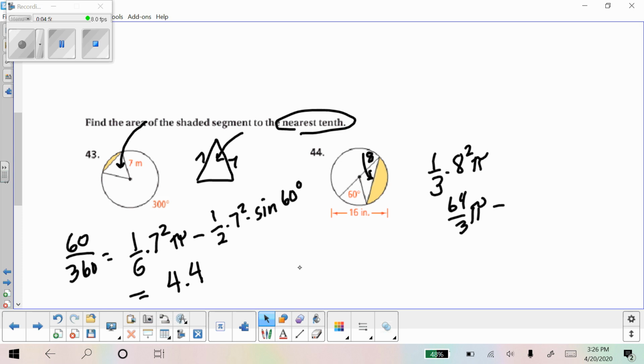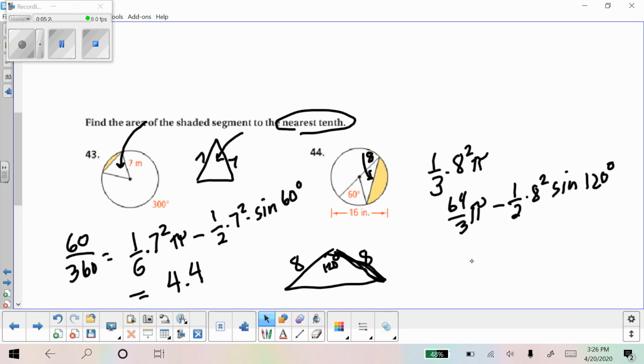And then we're going to subtract the area of the triangle. The triangle looks like this. It has a 120-degree angle, and both sides are 8. Let's go ahead and use that formula with the sine in it for finding the area. So we're going to do 1/2 times 8 squared times the sine of 120. And go ahead, let's subtract those two and see what we get. And rounding to the nearest tenth, I get 39.3.